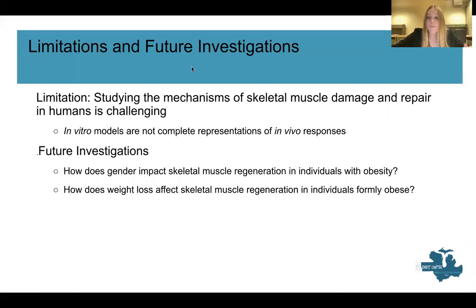The limits to my project were that studying the mechanisms of skeletal muscle damage and repair in humans is challenging. In vitro models are not complete representations of in vivo responses. However, there are some future investigations that we could do with this project, such as incorporating gender for how gender impacts skeletal muscle regeneration in individuals with obesity, and how weight loss affects skeletal muscle regeneration in individuals that were formerly obese.